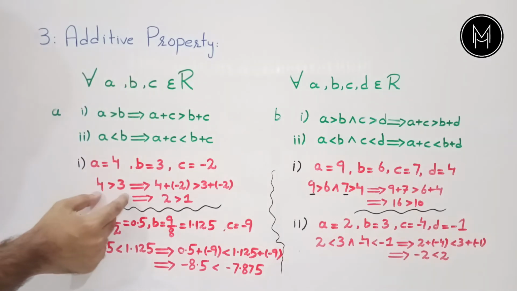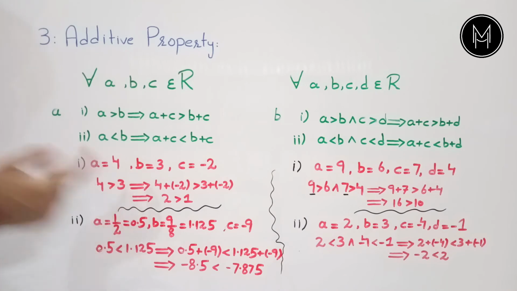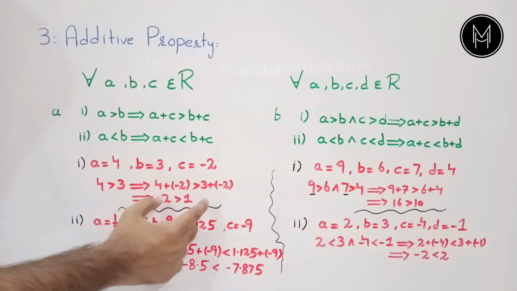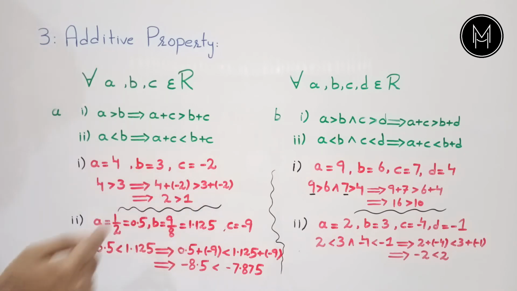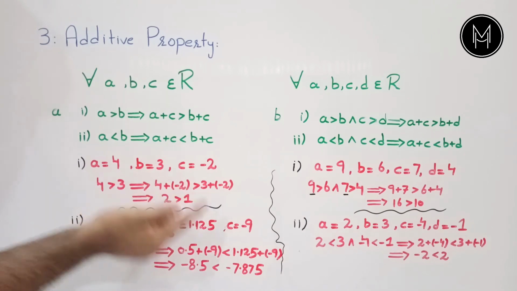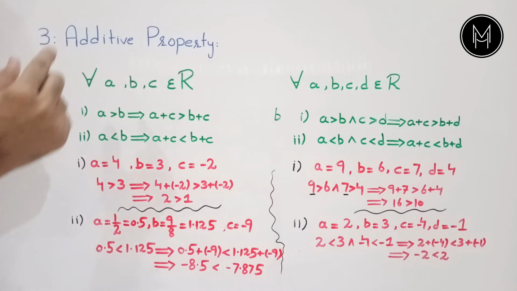Now add minus 2 on both sides of inequality. After addition of minus 2 on both sides of inequality, we will have 2 and 1. And we know 2 is greater than 1. This means this condition is correct for real numbers. Let's check the second condition.